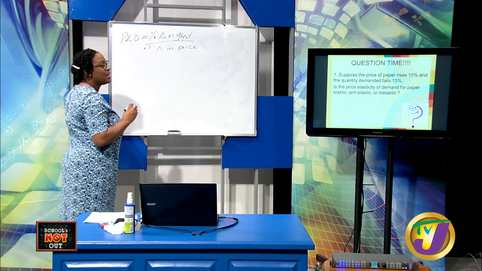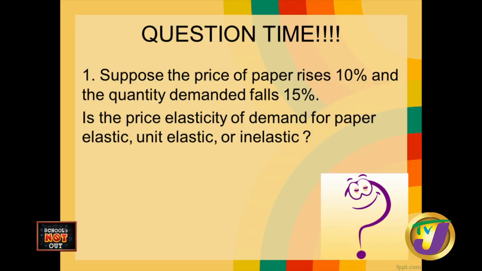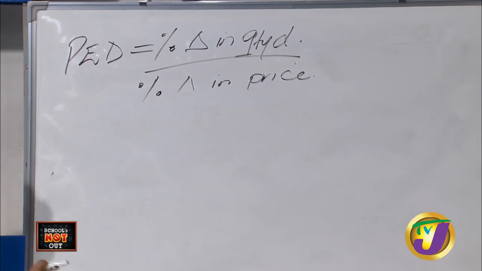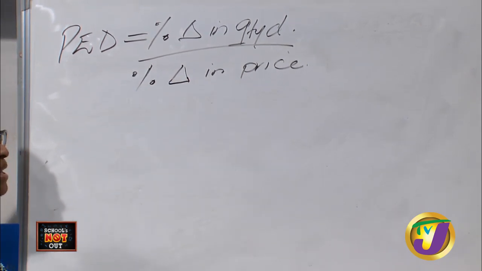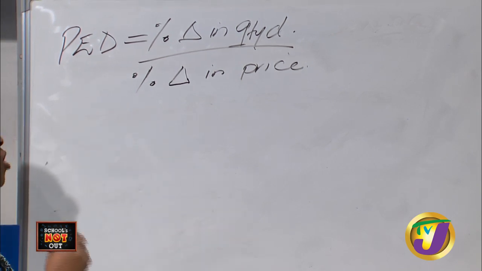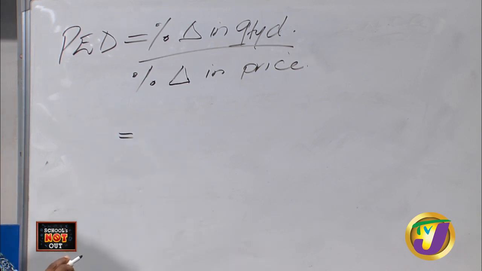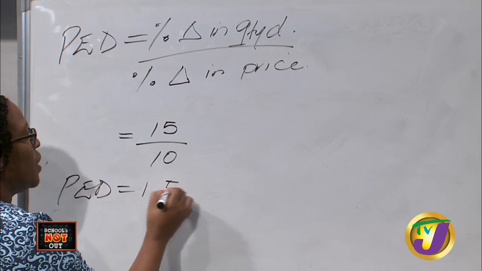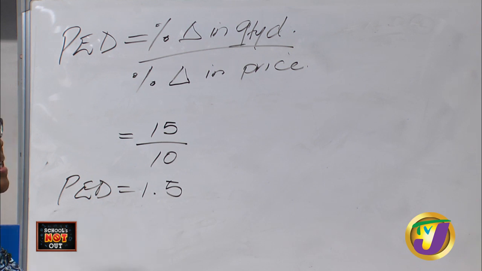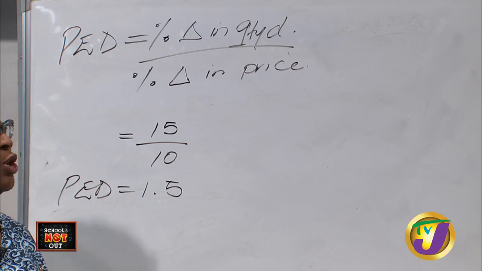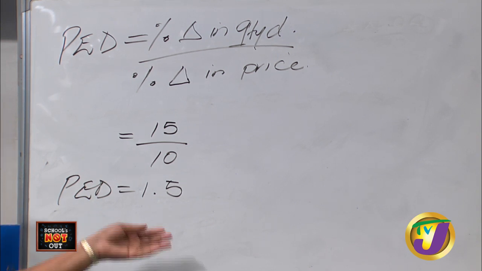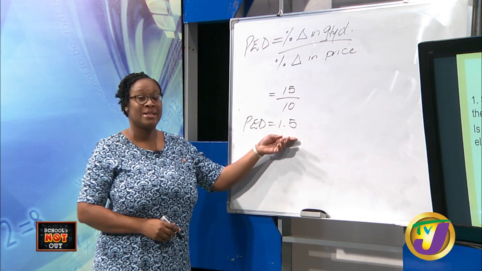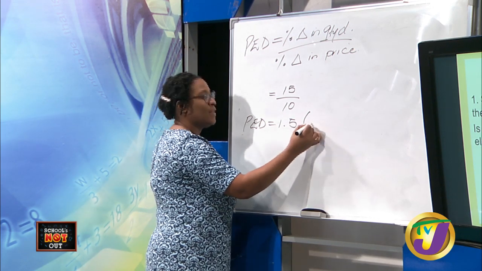So the question says that the price of paper rises by 10%, and quantity demanded falls by 15%. Here we have our formula. I know I sound like a scratch record, but please always put your formula down when you're calculating, to ensure that you do not make any errors in flipping the information and getting the wrong answer. So they tell you that quantity demanded fell by 15% and price went up by 10%, and therefore your price elasticity of demand is, you are correct, 1.5. The other part of the question asks whether the price elasticity of demand for paper is elastic, unit elastic, or inelastic. We have here 1.5. The PED is greater than 1, therefore the good is, you are correct, elastic.